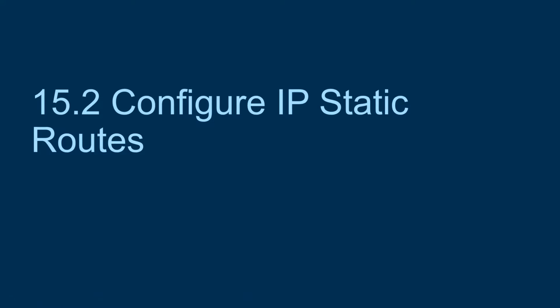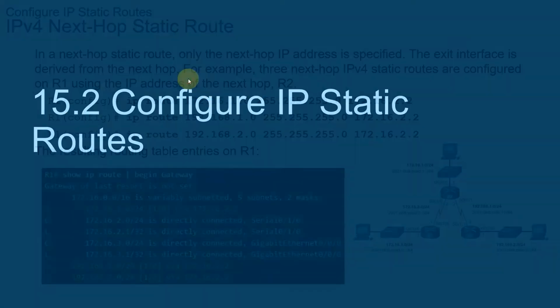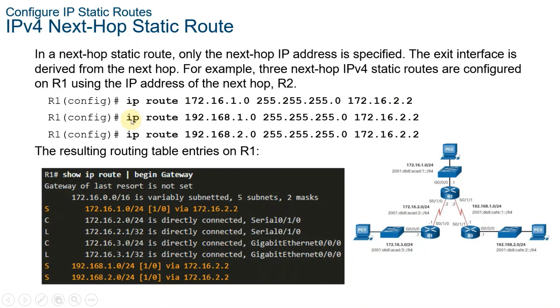Okay, now that we're done with the basics of IP static routing, let's go ahead and see configuring IP static routes in this section. So let's talk about the IPv4 next hop static route. The commands to configure the standard static routes vary slightly between IPv4 and IPv6. This topic shows how to configure the standard next hop, directly connected, and fully specified static routes for both IPv4 and IPv6.